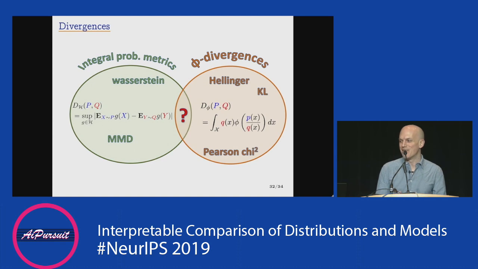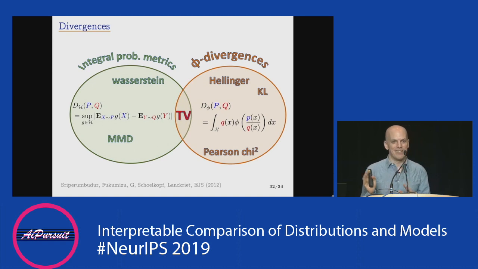Okay. So it turns out that there is something that lives there, and that's the total variation distance. That is the only measure of difference between probabilities that is both an integral probability metric and a phi divergence. It's the only non-trivial one that lives there. So it's the L1 distance between P and Q. There are no other non-trivial measures that live at the intersection.